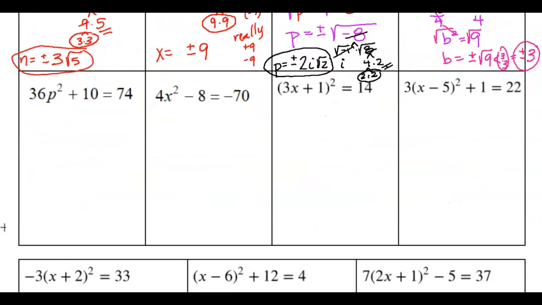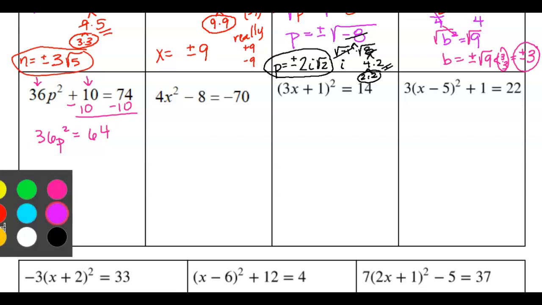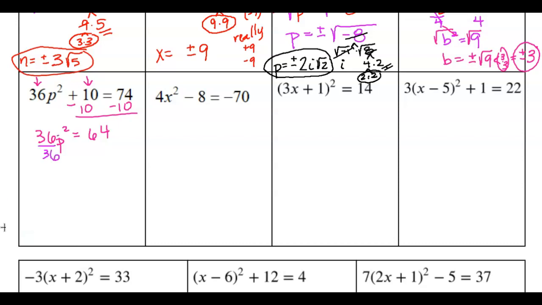All right, let's try more. So I want to get p squared alone, so we're going to have to move the 36 and the 10. So we're going to subtract 10 first. So 36p squared equals 64. Then these are being multiplied, so I'm going to divide. So p squared equals 64 divided by 36.